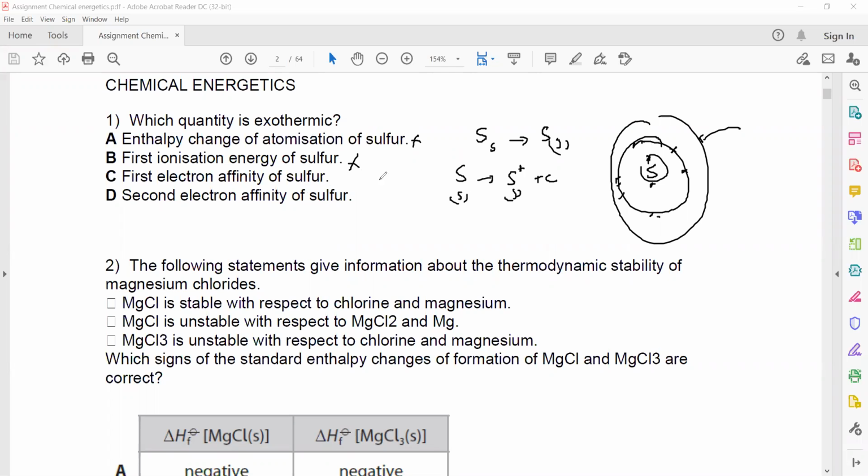Electron affinity. Electron affinity means when an electron is added. So when an electron is added to a sulfur in a gaseous state, it will become negatively charged. So it will release energy. The first electron affinity will be negative, the second will be endothermic, positive. Why? Because now the sulfur is already negatively charged and we have to add an electron. So to add this electron we have to supply energy, because like charges repel each other. That's why the second electron affinity will be endothermic. So the correct answer is option C.